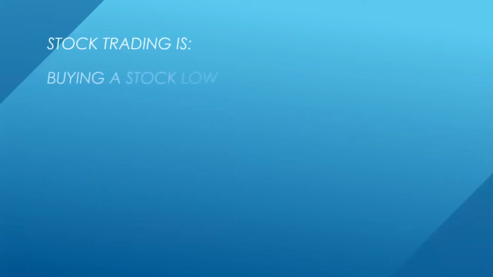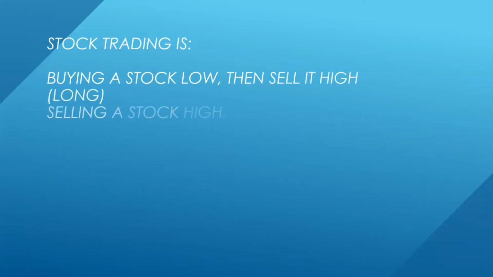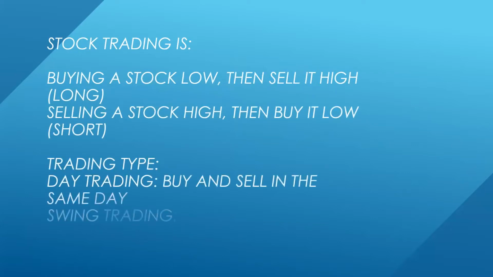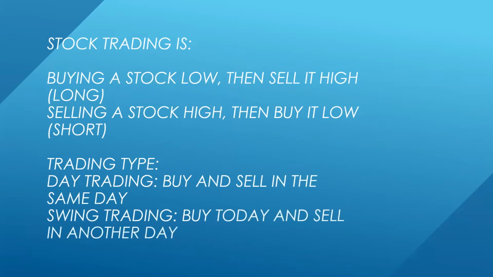First thing you need to know is buying a stock with a low price, then selling it with a high price. It's called longing or long, while the opposite, selling a stock high, then buying it low, is called shorting. You're gonna tell me, okay, but I don't have anything to sell. How can I sell a stock while I don't have it?